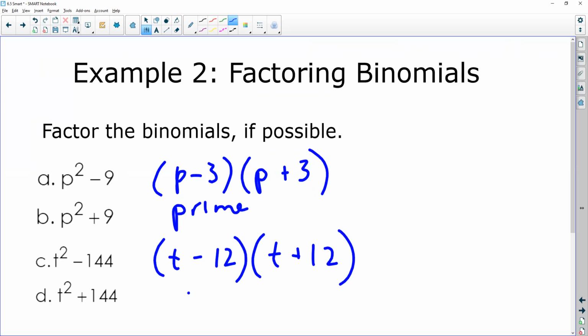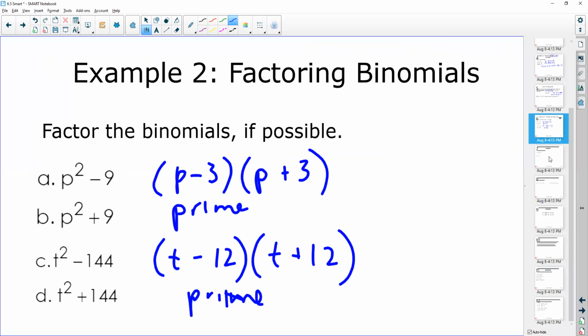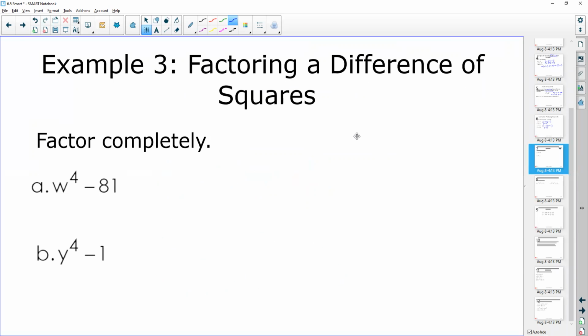T squared plus 141 is not, it's prime, once again, because of that plus sign. All right, let's try something else. We're now on to the second kind of thing. So this is another kind of perfect square. Remember, perfect squares, as long as it's an even power, it's a perfect square. It can be divided in two.